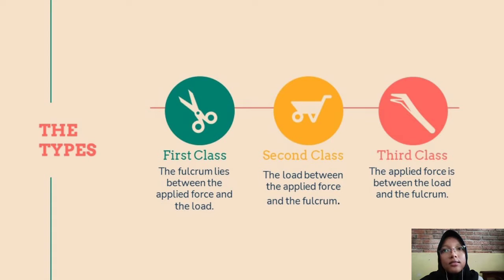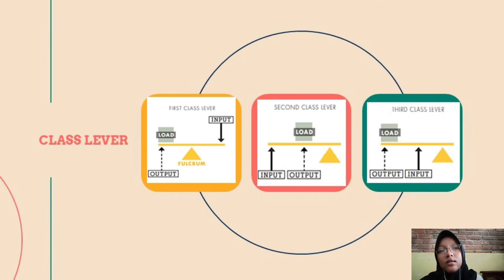And the last is the third class. That is, the input force is applied in the middle, while the load or output force and the fulcrum are at either end. In this class, the speed and distance traveled are increased at the expense of effective force. Examples of this class are flexion of the elbow joint on contraction of the biceps, catapults, and tweezers. These are the mechanical structures.